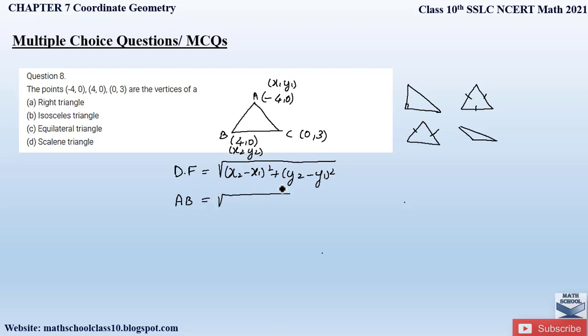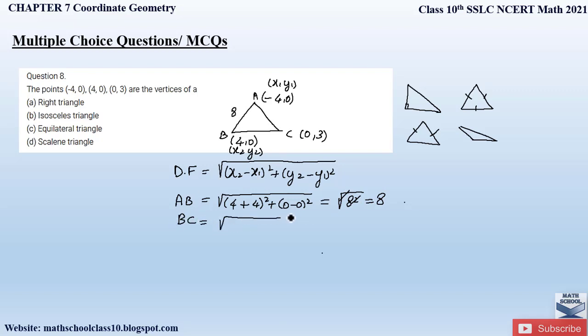So this will be square root of (x2 minus x1), that is 4 minus of minus 4, which will become plus 4, the whole square, plus (y2 minus y1), which is 0 minus 0, the whole square. So what is 4 plus 4? It is 8. So 8 square will be how much? 8 again, because the square and square root will get cancelled. So AB is 8. What is BC?